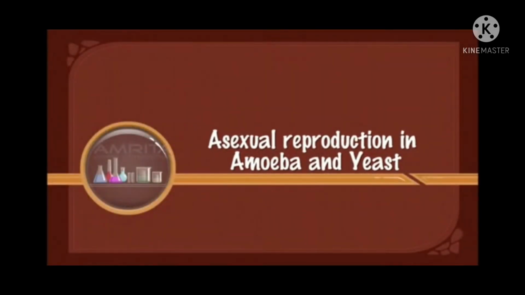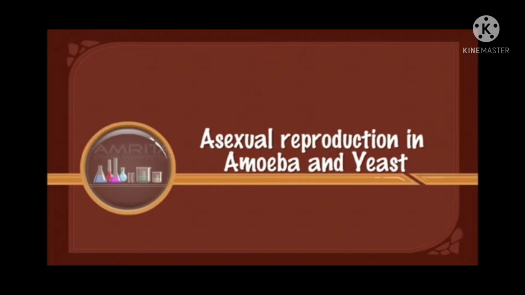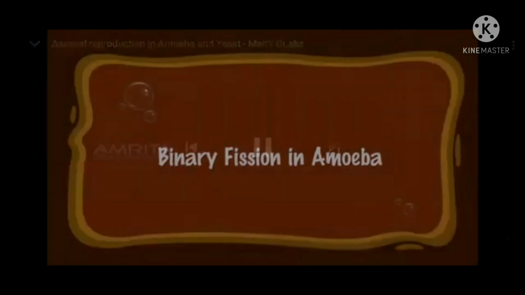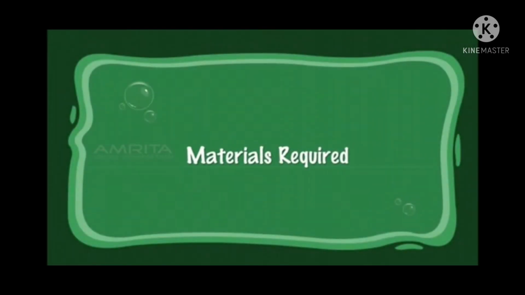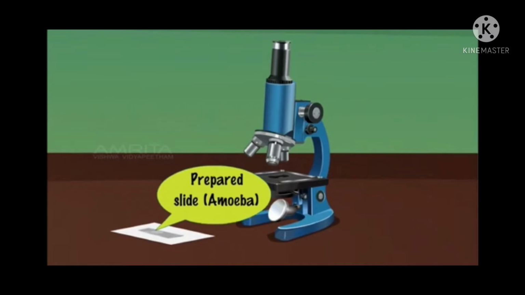Asexual reproduction in amoeba and yeast. Binary fission in amoeba. Materials required: prepared slide of an amoeba and a compound microscope.